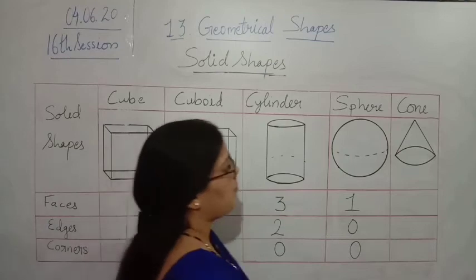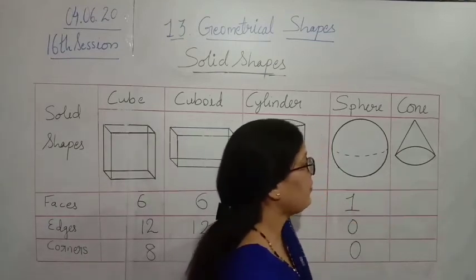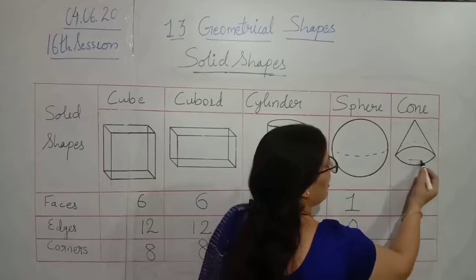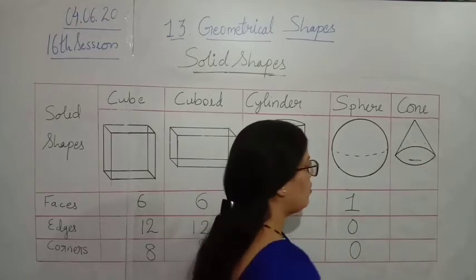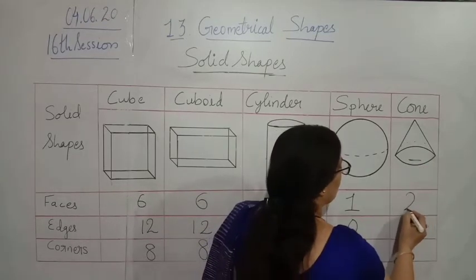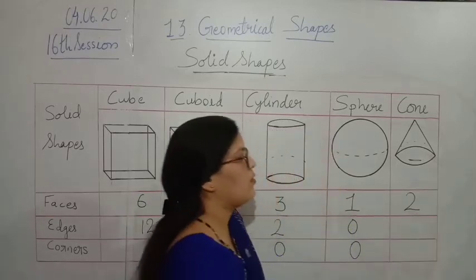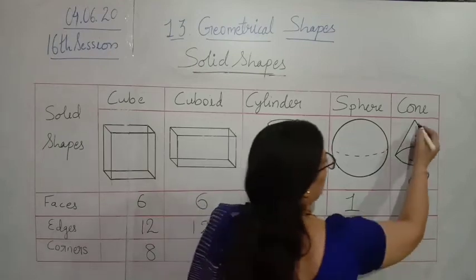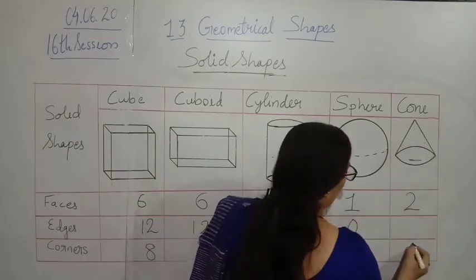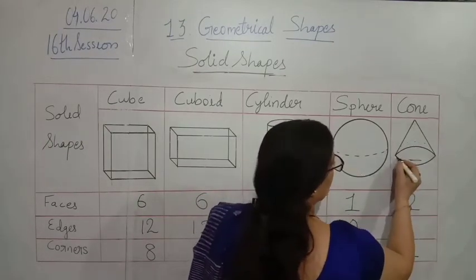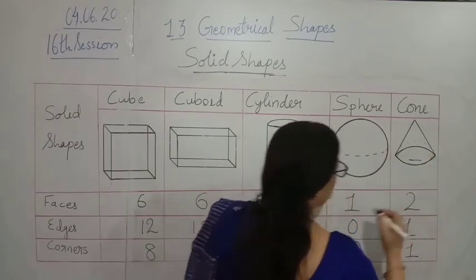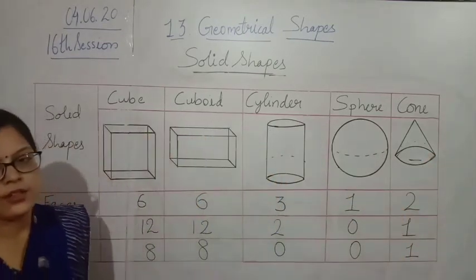Now shape of cone. How many faces does it have? This one curved and one flat. So total 2 faces. Okay. A cone has 2 faces. Now how many corners? 1. And how many edges? 1 curved edge. Okay. 1 curved edge. Clear?